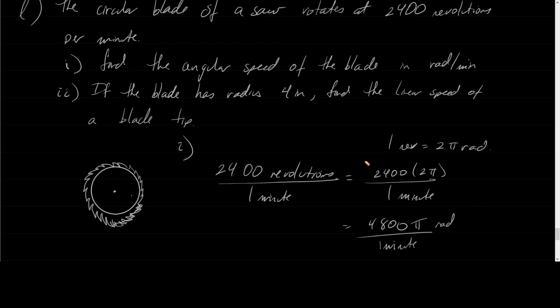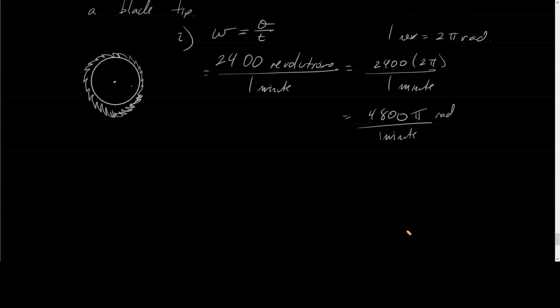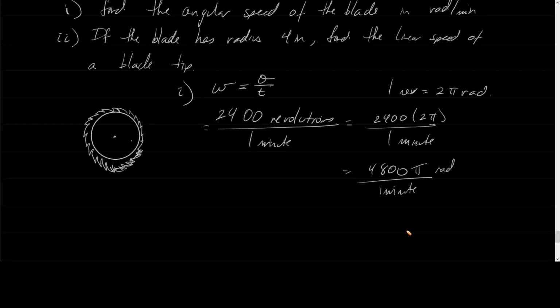And perhaps I should have started with our formula, because the angular speed was theta over time, the angle over time. That's how we got this. All right, so that's part one. Part two: if the blade has a radius of 4 inches, find the linear speed of a blade tip. So again, this just tells us how the angle is changing. Now what we're looking at is how fast the tip is moving along the circle.